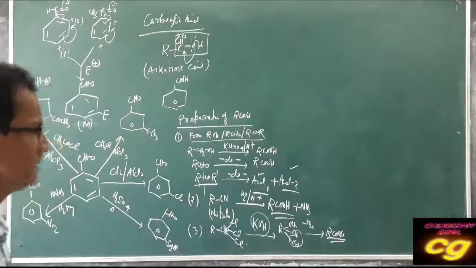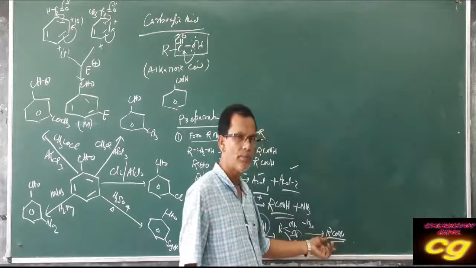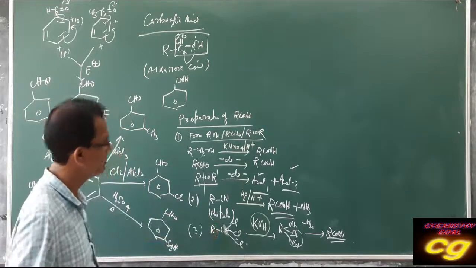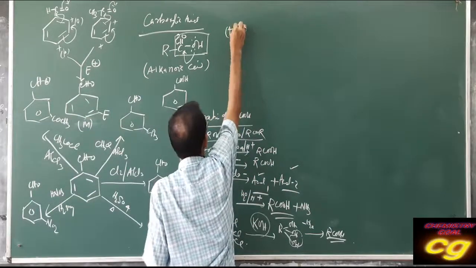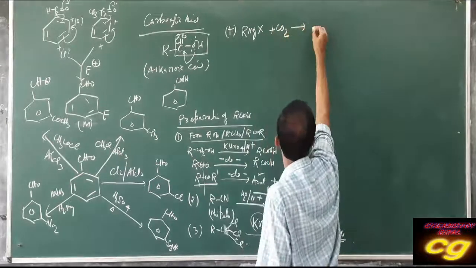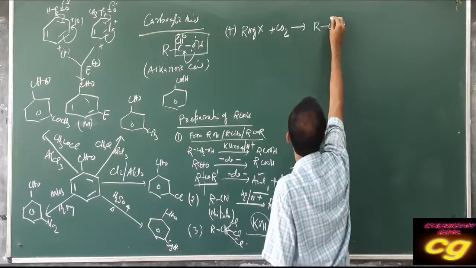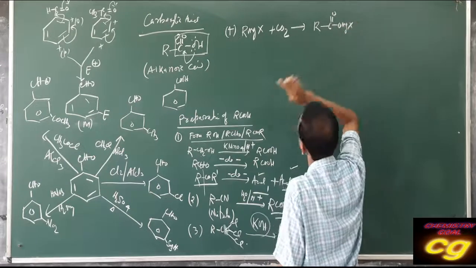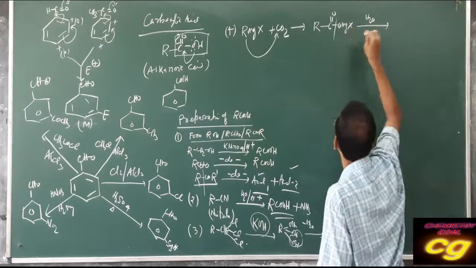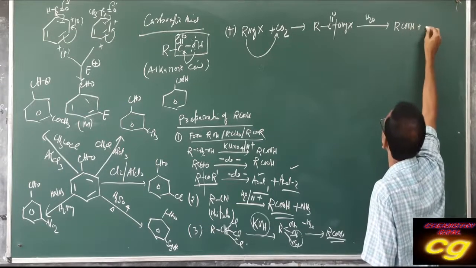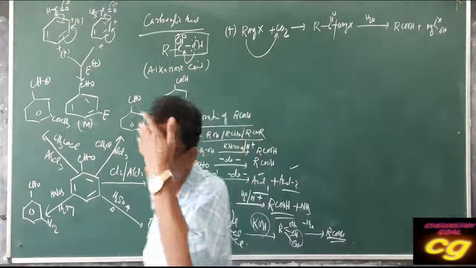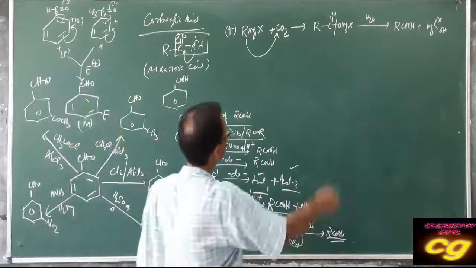The result will be formed in the form of a salt, as a salt of the acid. So this is one method of preparation of carboxylic acid from trihaloalkane. Other methods: you can prepare from Grignard's reagent, RMgX, using carbon dioxide. The first product will be RC with a double bond O on one side and OMgX, formed by attack on carbon. Then the second step is always hydrolysis, so the product will be RCOOH plus MgX(OH). This is also an important method of preparing carboxylic acid from Grignard's reagent using carbon dioxide.